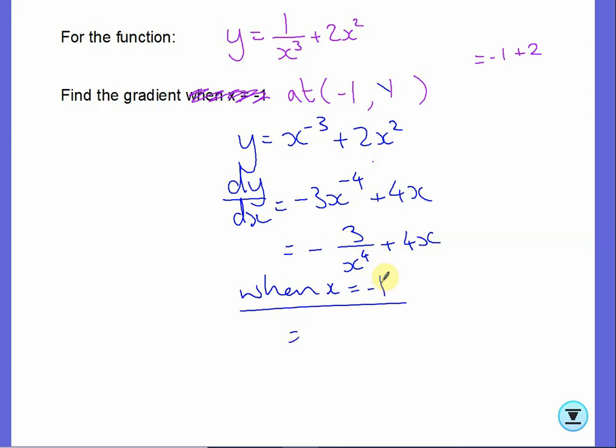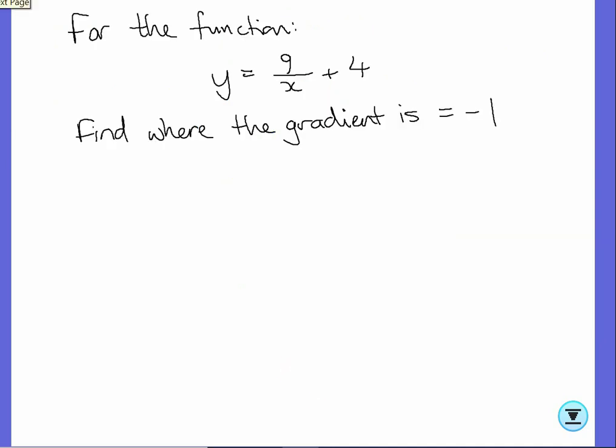Right, so minus 1 to any power, even power, sorry, is just 1. So we end up with minus 3. Plus 4 lots of minus 1. Minus 3, take away 4, is minus 7. One more to look at. This is we're going to twist it on its head like you were doing 2 lessons ago.